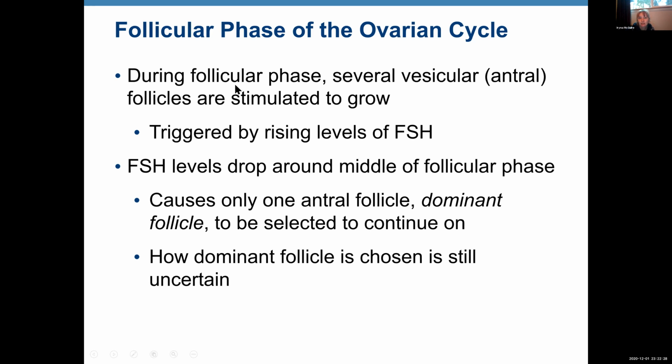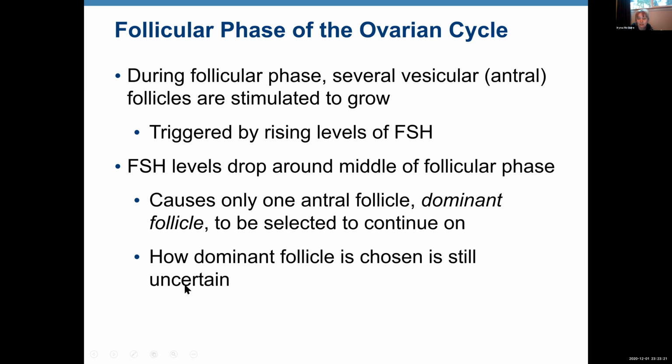Now, during the follicular phase, and we are talking right now about this follicular phase, several vesicular follicles are stimulated to grow. And this growth is triggered by follicle stimulating hormone. So FSH goes up and several vesicular follicles start to grow. But then the FSH level drops around the midline of the follicular phase, and this causes all the follicles to degenerate, and only one follicle survives that is called the dominant follicle, right? Only one antral follicle, called the dominant follicle, is selected to continue the development and then ovulation.